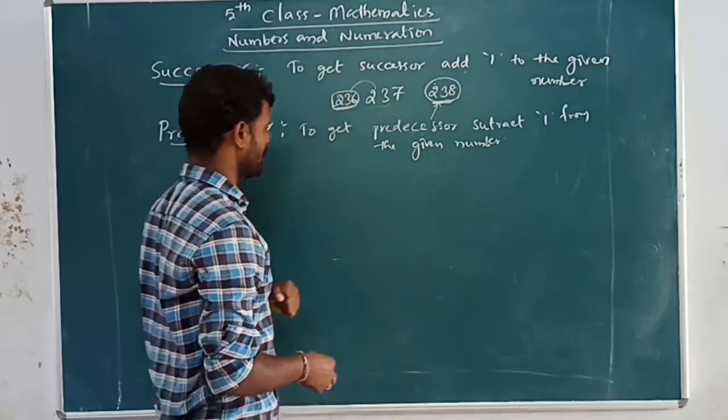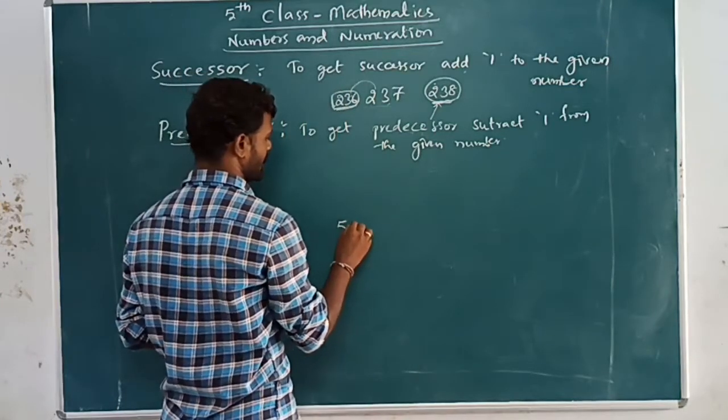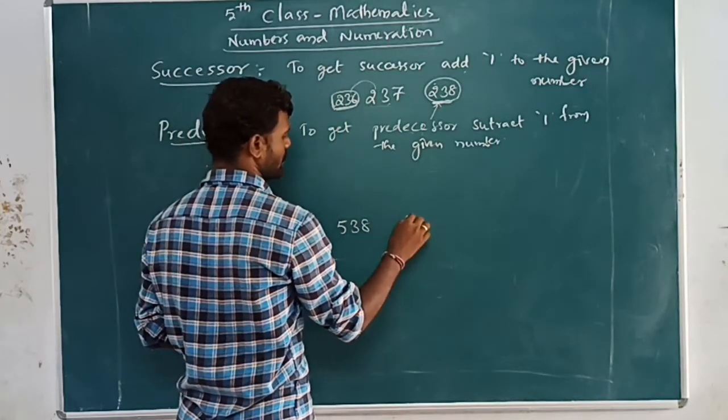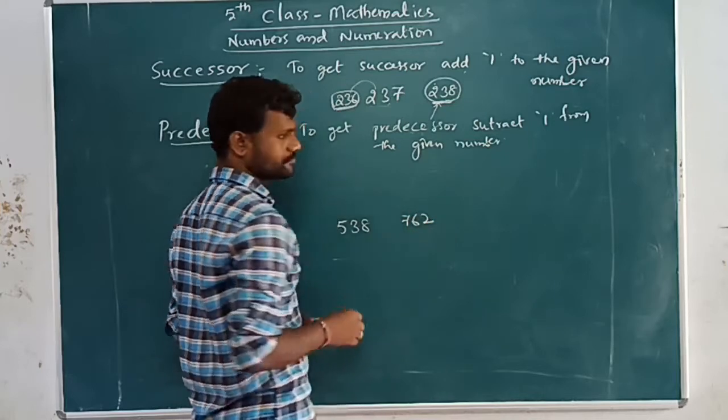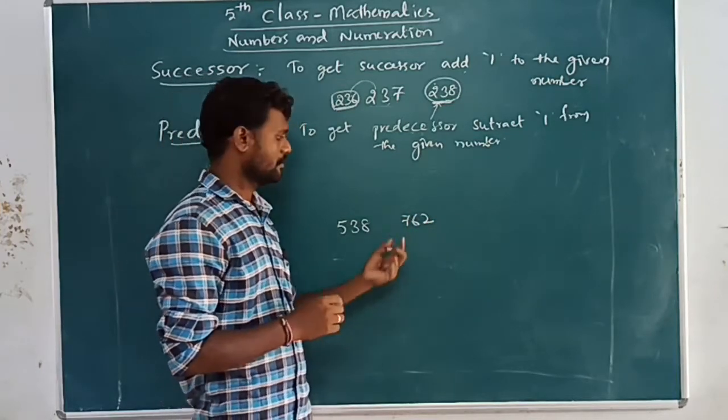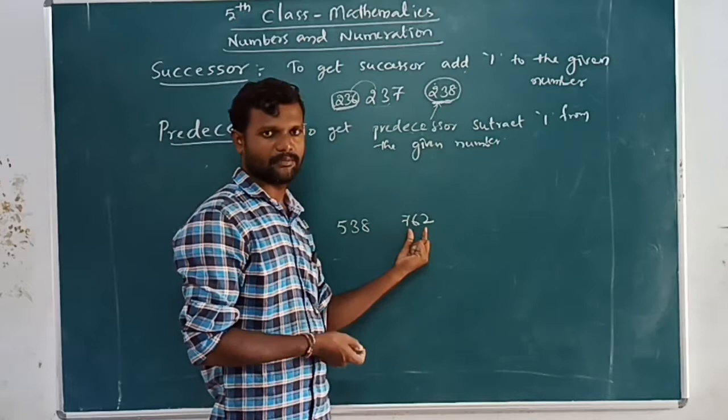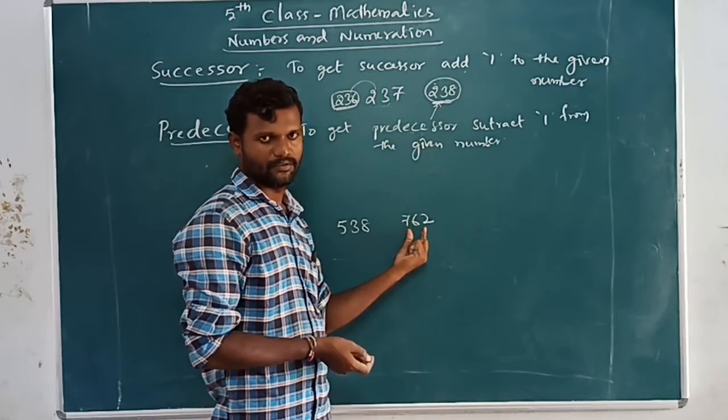For example, I have given numbers like this: 538, 762. Which is the bigger number? 762 is the bigger number. You already know this.